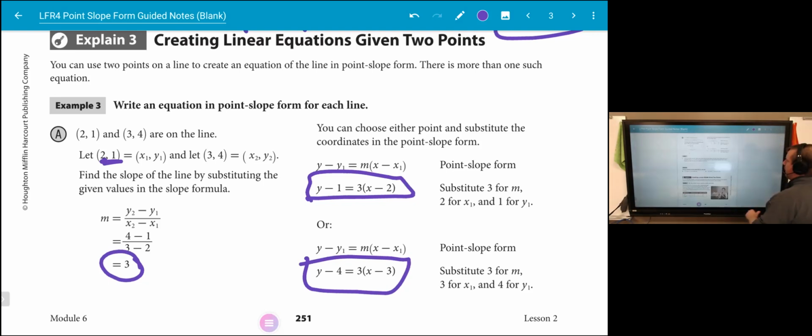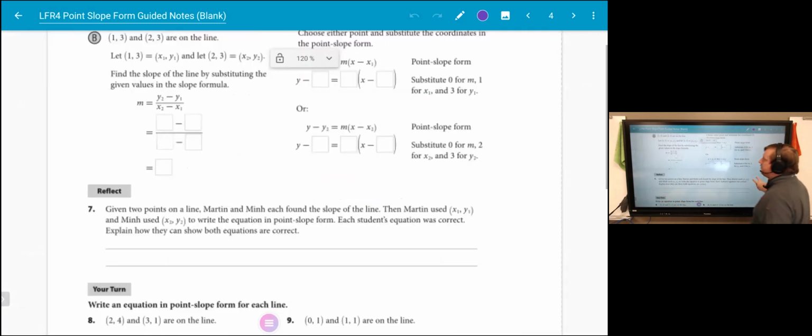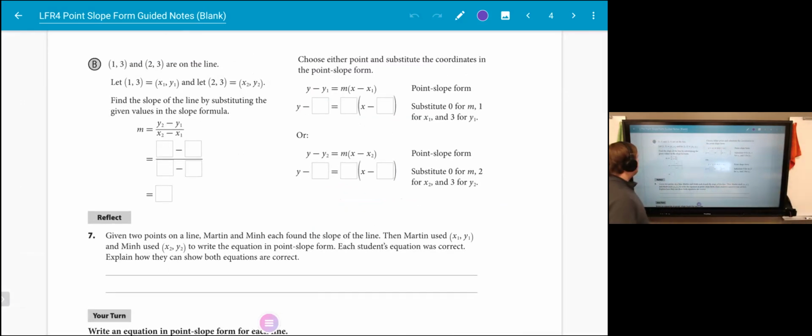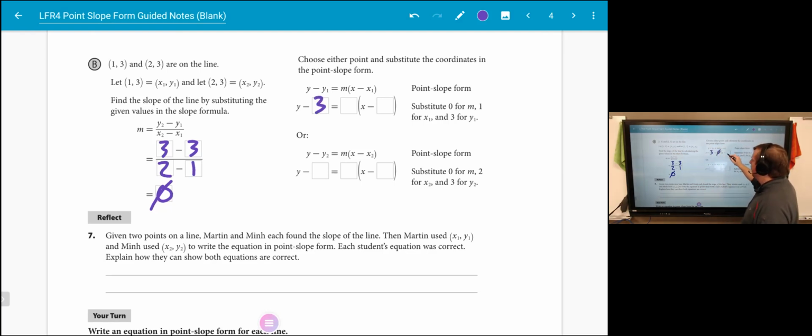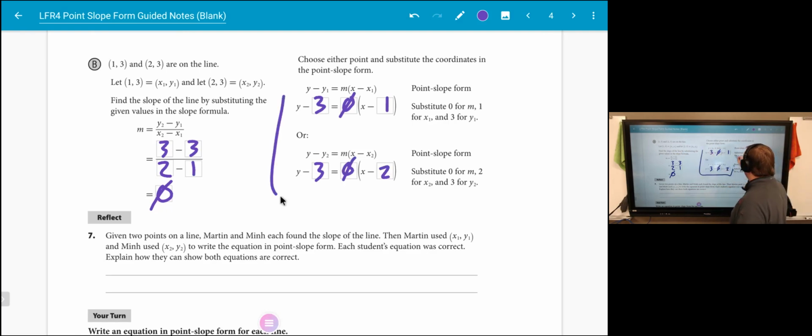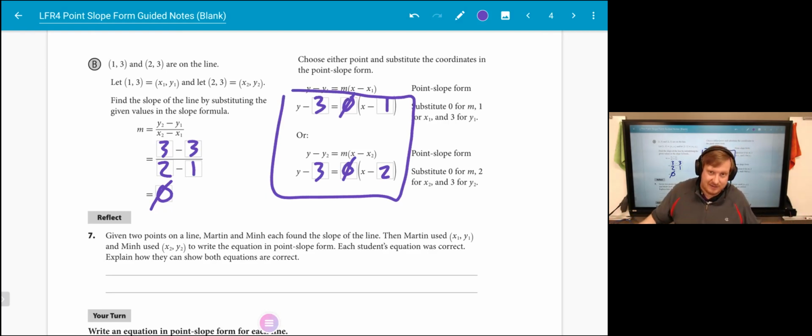Let me do an example with you real quick. (1, 3) and (2, 3) are on the line. So let's do our slope here. y2, which is 3, minus y1, which is 3, over x2, which is 2, minus x1, which is 1. Well, 3 minus 3 is 0. 0 divided by 1 is still 0. So you can choose either point. Since the slope is 0, I'm going to use (1, 3). So y minus 3 equals m, which is 0, times x minus 1. Or if I use the second one, y minus 3 equals 0 times x minus 2. Either one of these would have been correct.